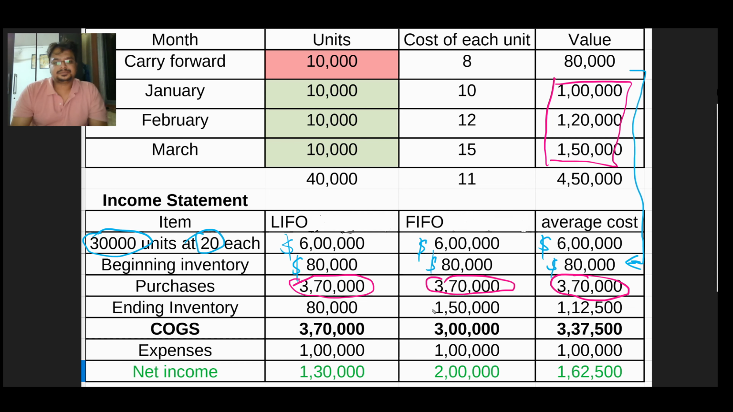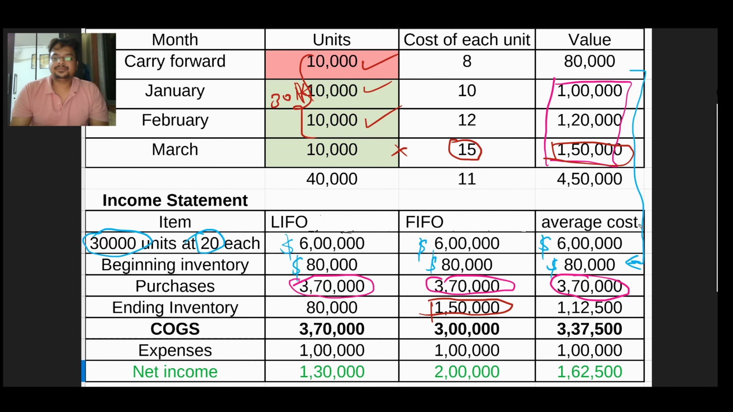Okay, so what we have seen here is that we have sold 30,000 units at 20 each. So with first in first out, we'll always be taking this, and this. Now these are 30,000 units, and now whatever is remaining, the value of that will be calculated. So 10,000 is remaining at the rate of 15, and the answer is this.